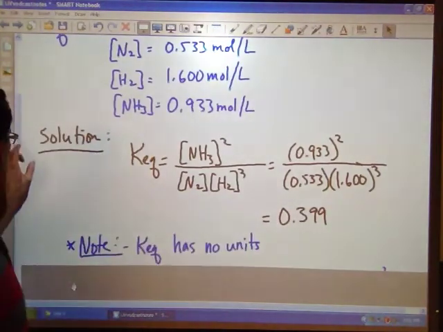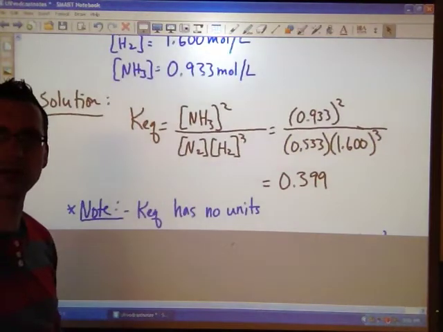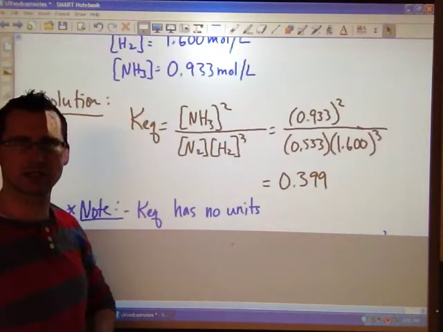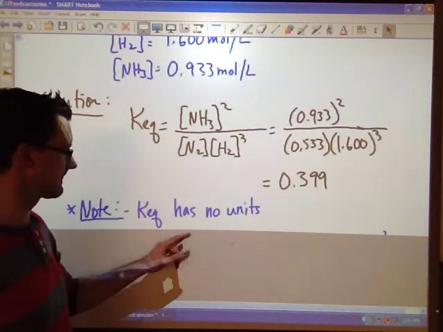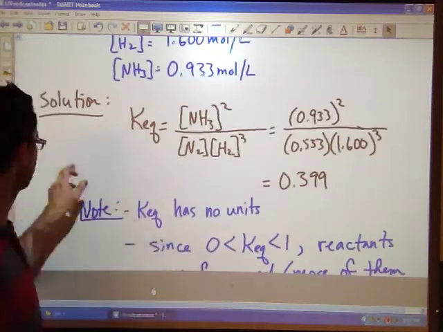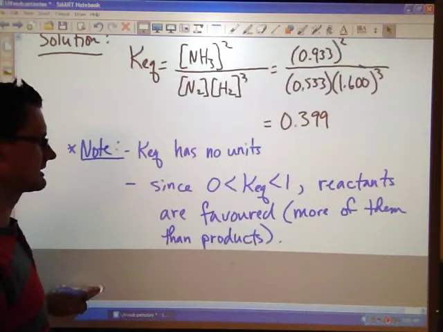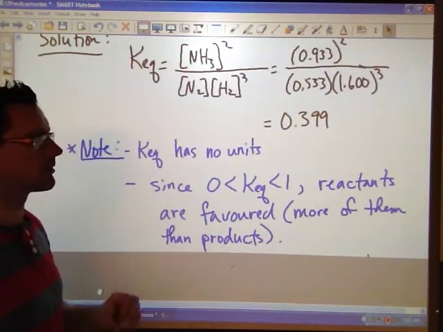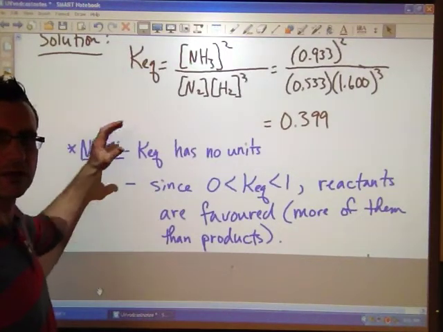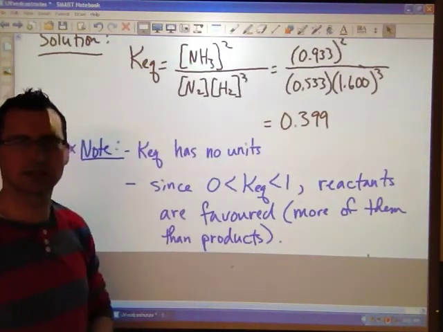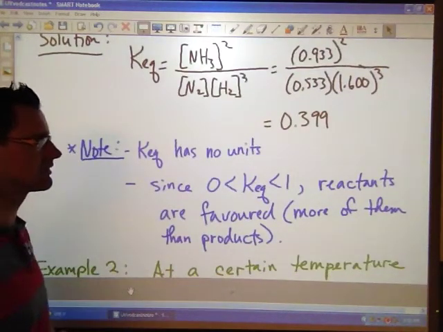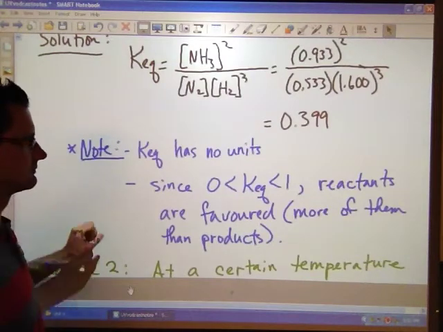A couple things to note. For KEQ, we won't worry about putting a unit on there because the units are dependent upon how many products and how many reactants we have. So don't worry about a unit per se. Also, by looking at that number, I can see that it is between 0 and 1. So KEQ is between 0 and 1, therefore our denominator must be bigger than the numerator, reactants bigger than products, so we say reactants are favored over products. We can get all that information from solving for KEQ.